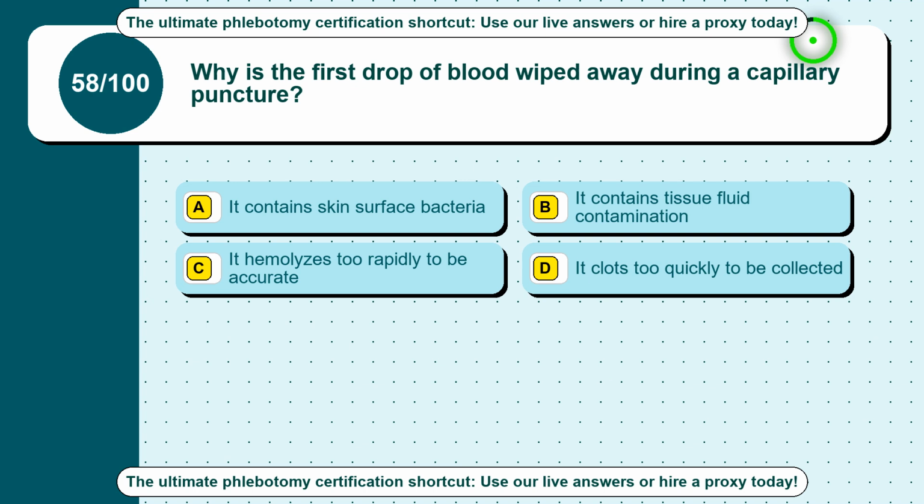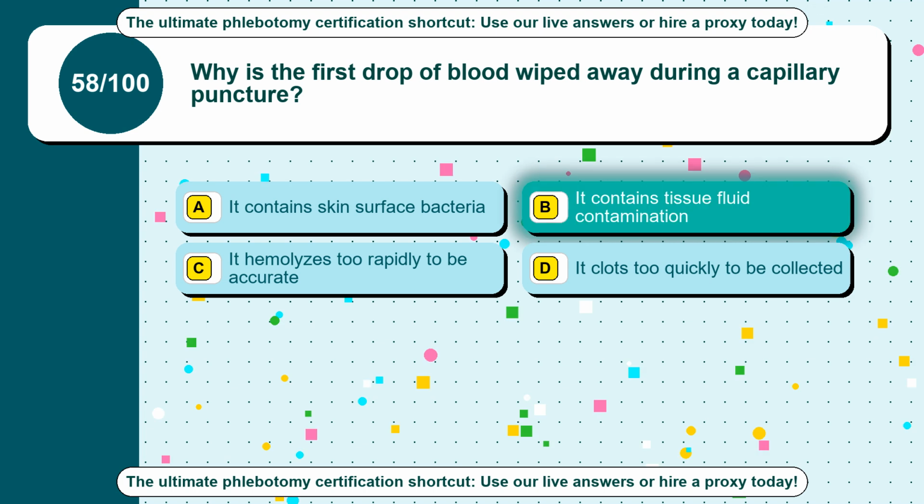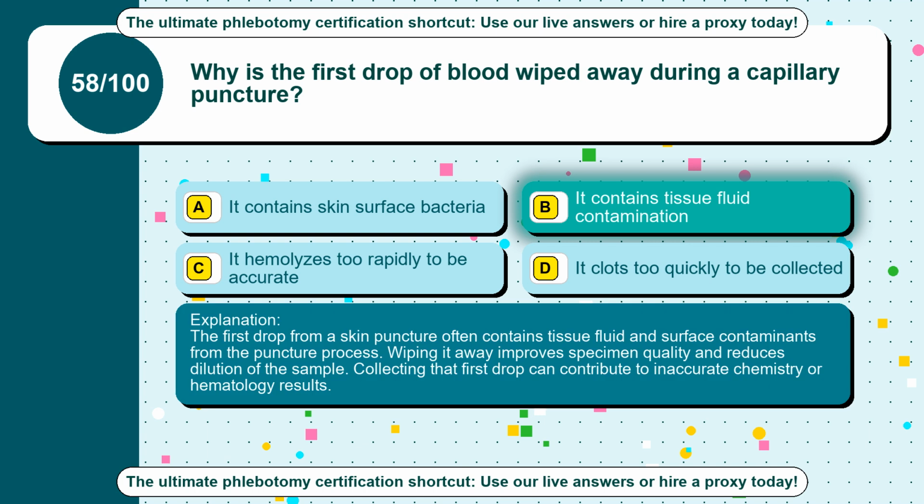Question 58. Why is the first drop of blood wiped away during a capillary puncture? Option A. It contains skin surface bacteria. Option B. It contains tissue fluid contamination. Option C. It hemolyzes too rapidly to be accurate. Option D. It clots too quickly to be collected. The correct answer is option B. It contains tissue fluid contamination. The first drop from a skin puncture often contains tissue fluid and surface contaminants from the puncture process. Wiping it away improves specimen quality and reduces dilution of the sample. Collecting that first drop can contribute to inaccurate chemistry or hematology results.